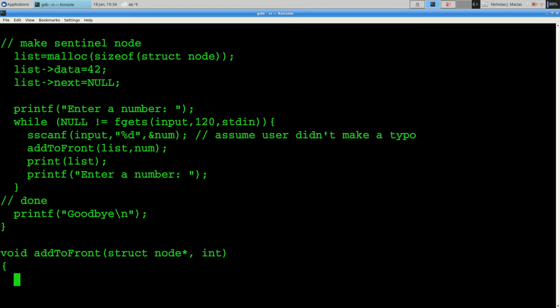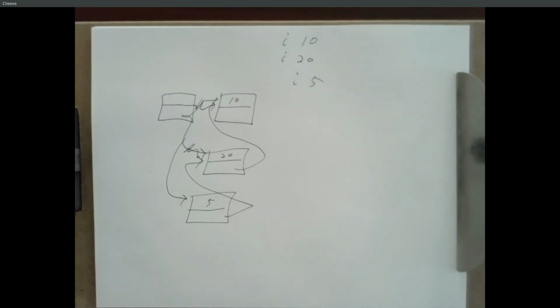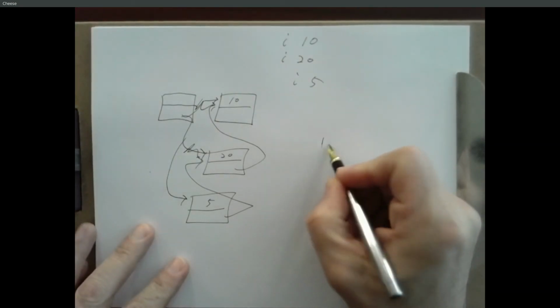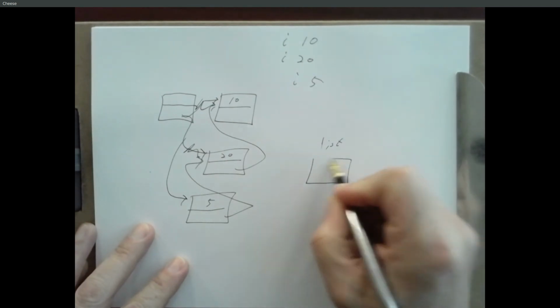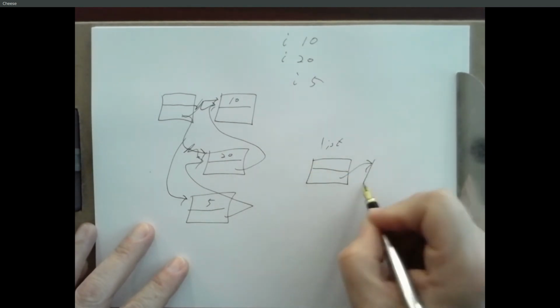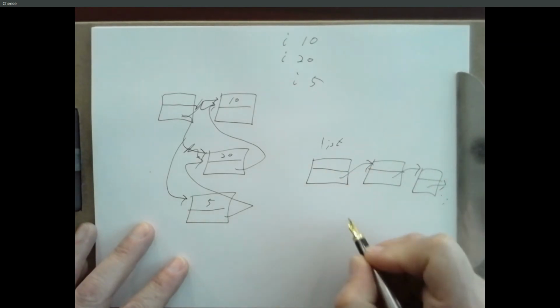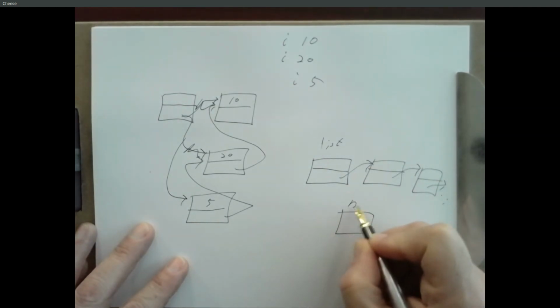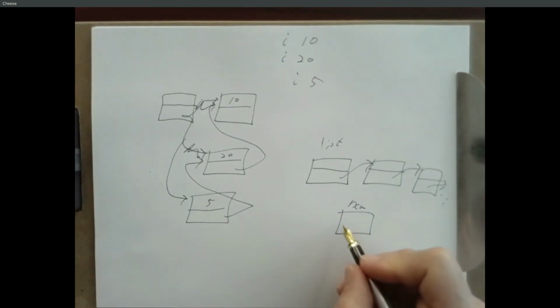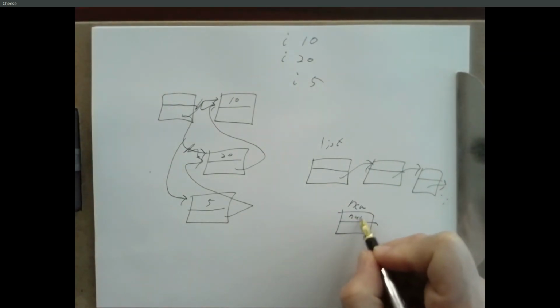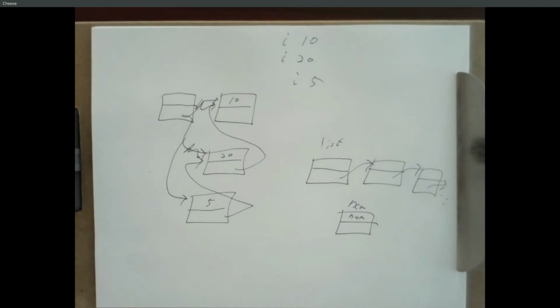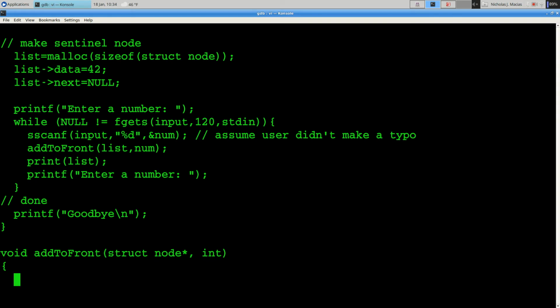Alright, so how do we add to the front of our list? We're going to get list, which is our sentinel node, and it's going to point to something, who knows. And we want to make a new node. We want to store our number in here. So struct node temp equals malloc size of struct node.